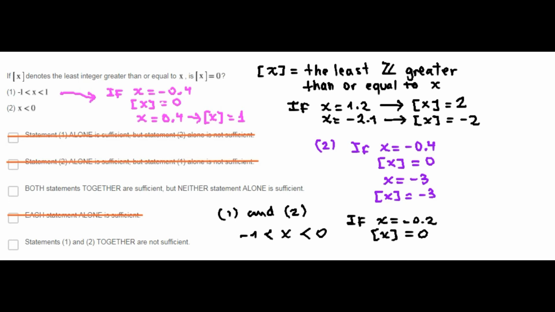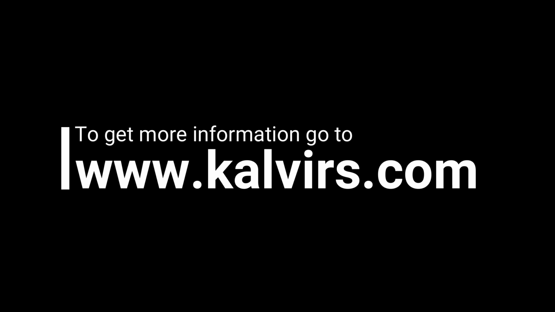And it doesn't matter which number we pick, since x is always between negative 1 and 0, x between two lines will always be 0. Therefore, we need both the statements together to answer the question. Choice E is discarded. Choice C is correct.